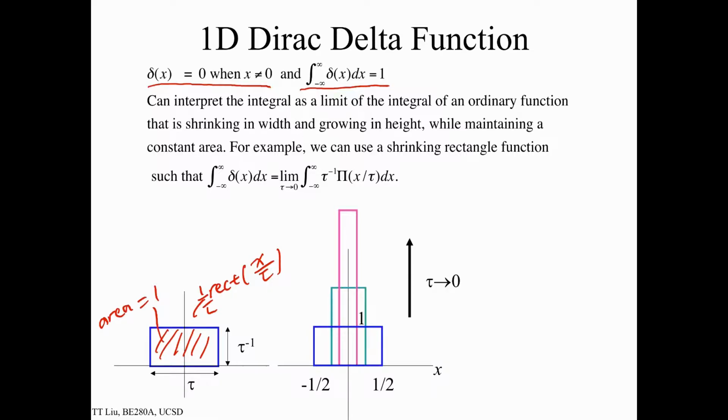And we imagine what happens as this tau gets smaller. So for example, here for this blue one, tau is equal to 1. Then here, tau equals 1/2. And here, tau equals 1/4. And so as we imagine making tau shrink to 0, this becomes infinitely large, so it goes up this way, and yet the width becomes infinitesimally small. And yet the area stays equal to 1.